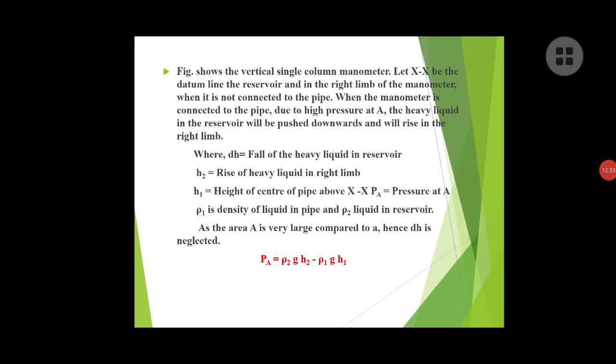The figure shows a vertical single column manometer. Let X-X be the datum of the reservoir and the right limb of the manometer. It is connected to the pipe whose pressure is to be measured, and the other limb is free to the atmosphere and not connected to the pipe. When the manometer is connected to the pipe, due to high pressure at A, the heavy liquid in the reservoir will be pushed downward and rise in the right limb. So let's see the figure.